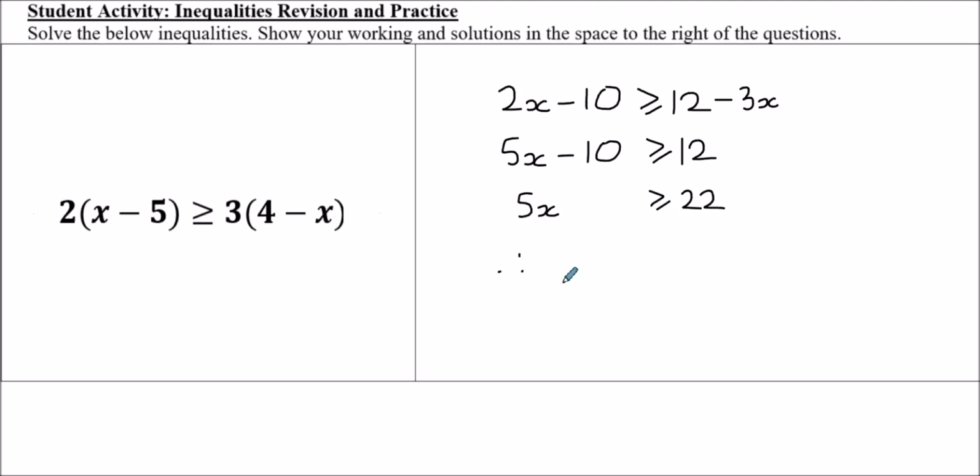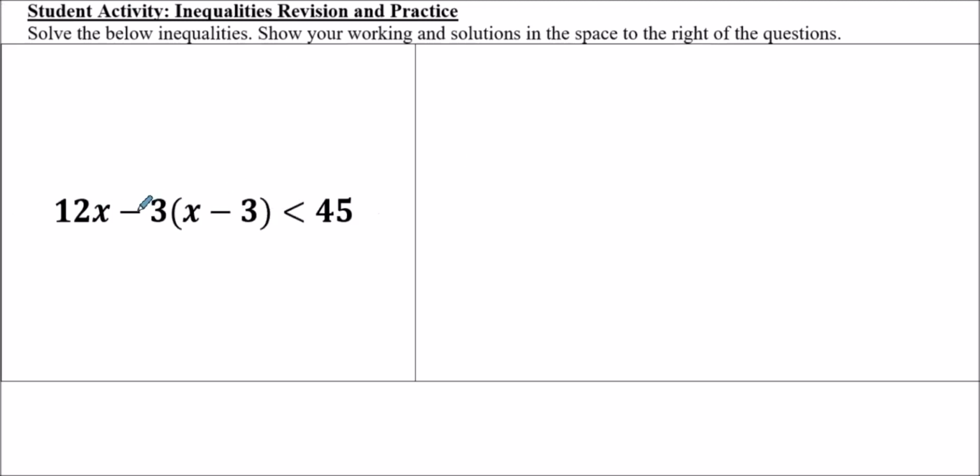Finally, divide through by 5, we see that x is greater than or equal to 22 over 5. You can call it x is greater than or equal to 4 2/5 if you really want to. That's absolutely fine if you wanted to say that.